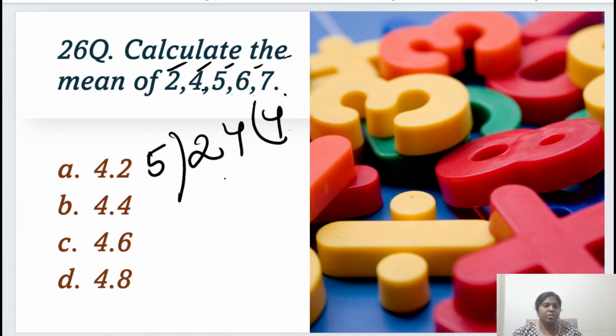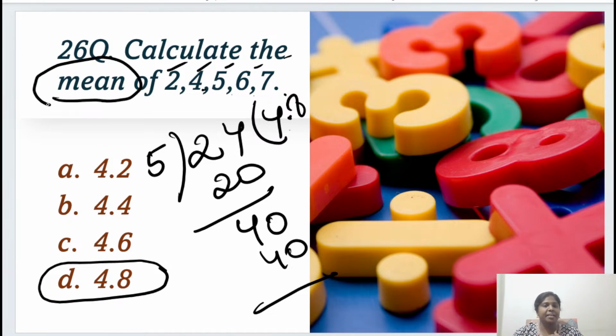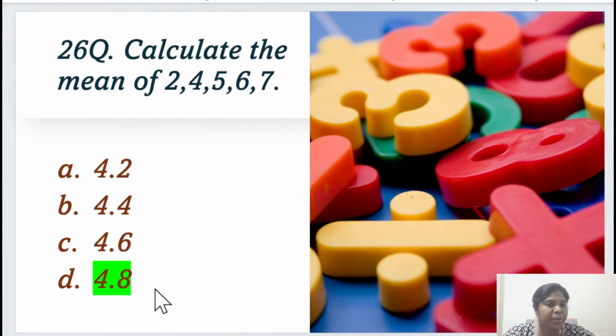So, 5 4s are 20. Then again put a dot here. Then 5 8s are 40. So, the answer is 4.8. So, the correct answer is 4.8. So, this is how we are going to calculate the mean. Clear?